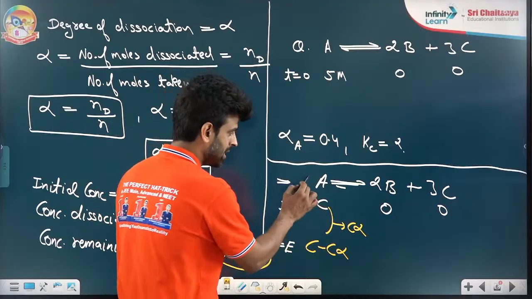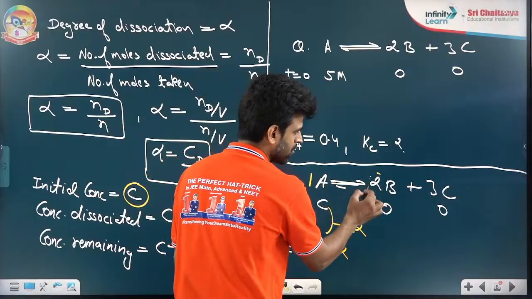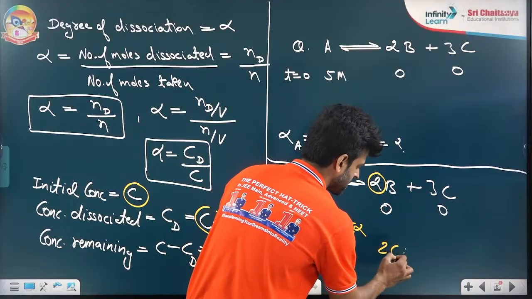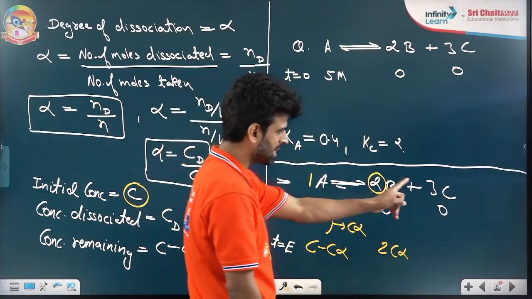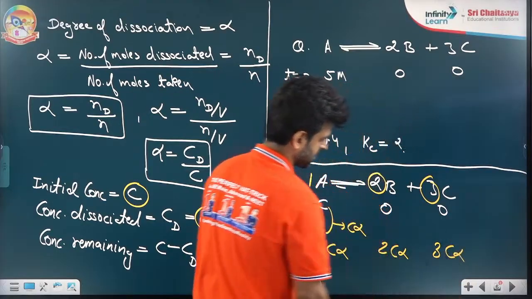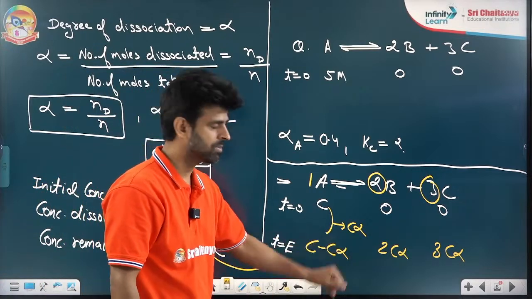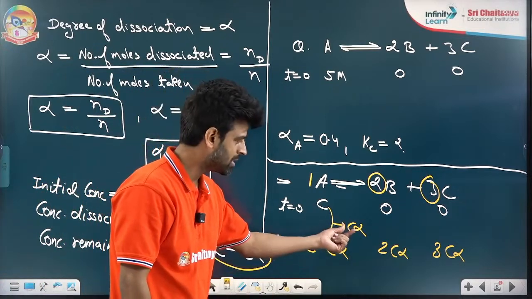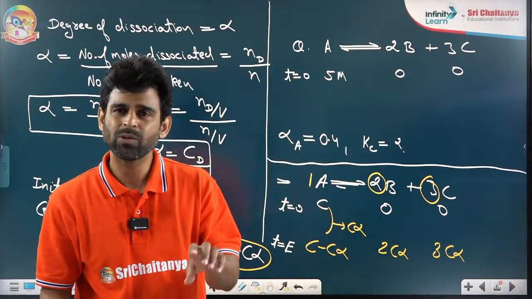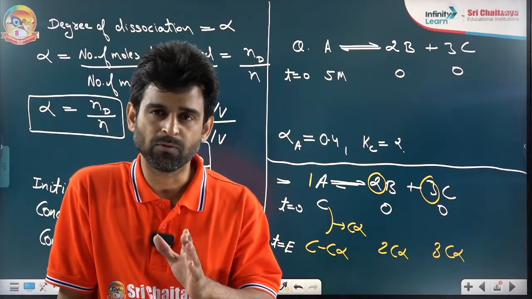Now we can see when 1 of A will be consumed, how much will form? 2. So C alpha will make how much here? 2 C alpha. When 1 finishes, 3 will form, no? So C alpha makes 3 C alpha. So alpha will help you find how much will be consumed, and using that you can find how much product will form. This way you will get the concentration of reactant and product at the time of equilibrium, and then you can find Kc.